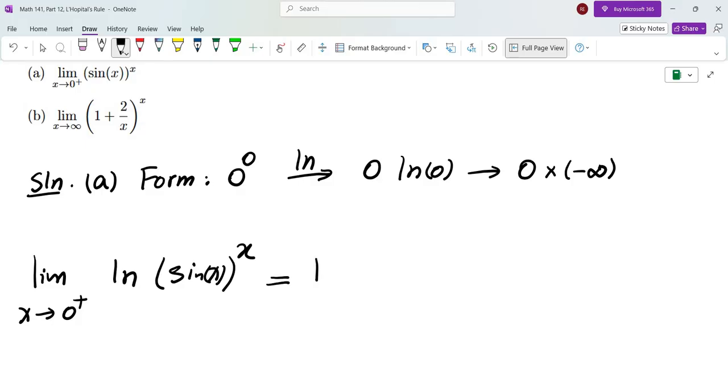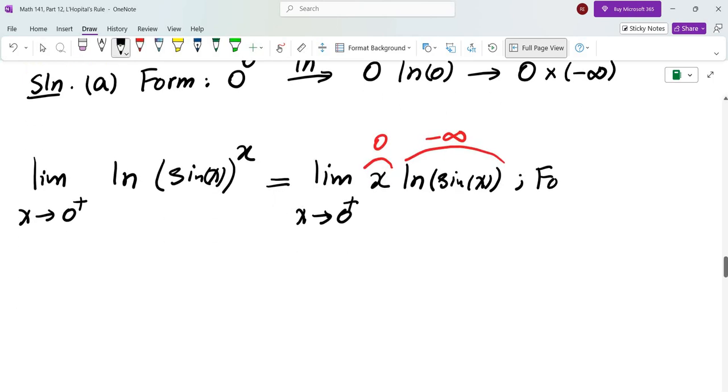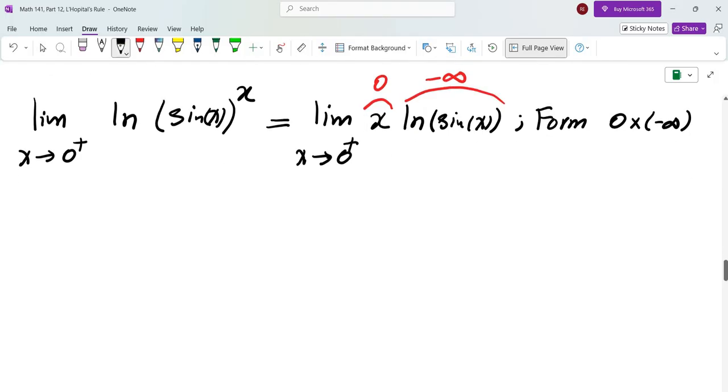When we take natural log, we're going to have to put the exponent to the front. That was one of the rules of natural log. And when we do so, the form becomes 0 times infinity, or rather negative infinity. So let me write down the form. Form is 0 times negative infinity. So we can apply L'Hopital's rule to this one now.